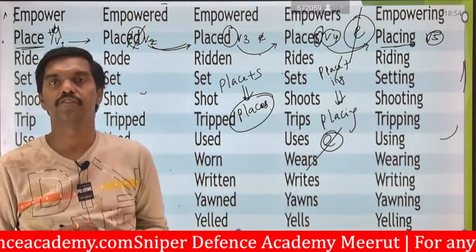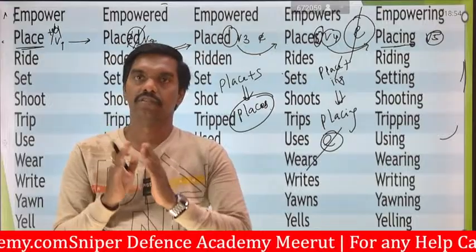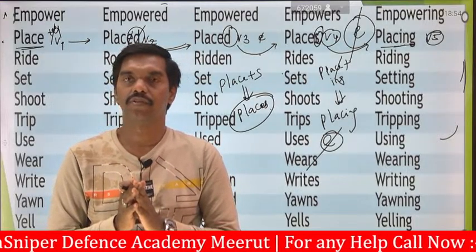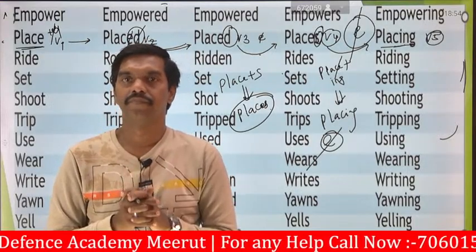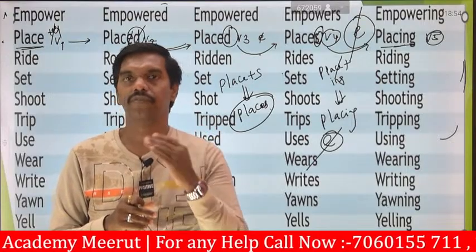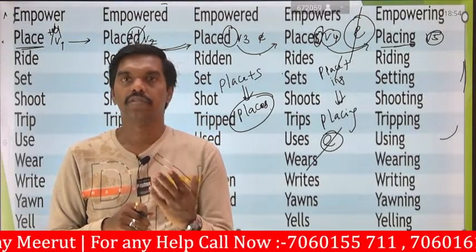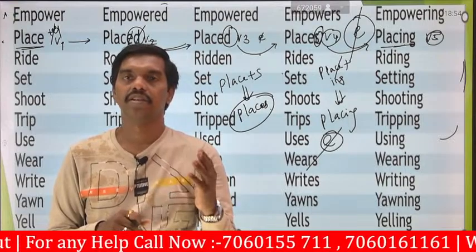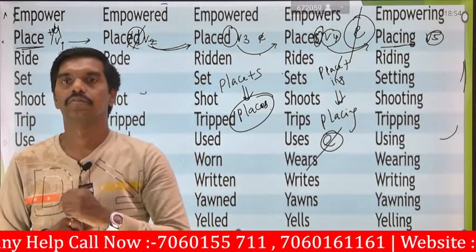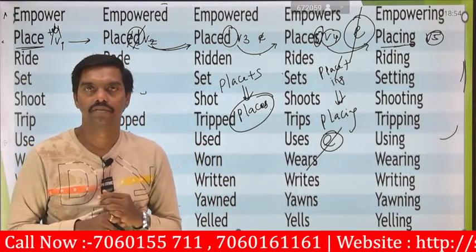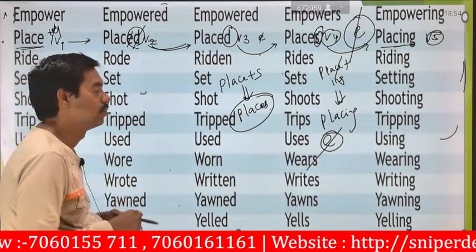Place means a location. The example for location is Google Map. Everyone is using mobile phones, so your location or your place will be identified by Google. Okay. So this is number 2.